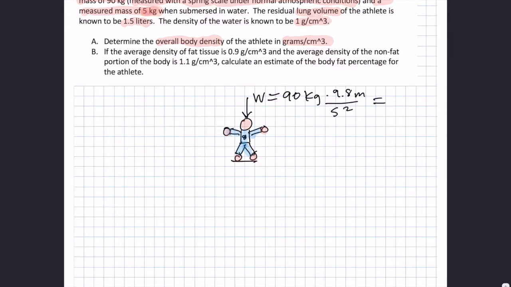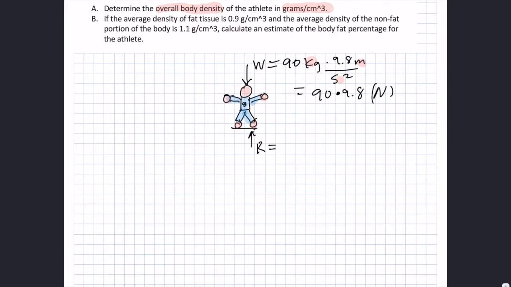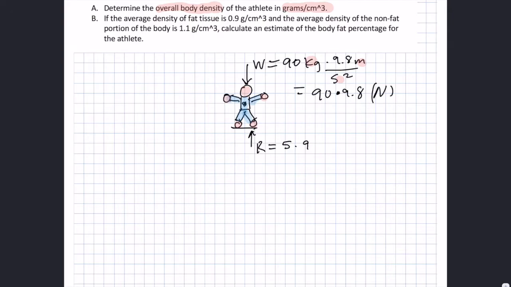We know that this unit, kilograms meters per second squared, is actually newtons. So this is the same thing as 90 times 9.8 newtons. We have that weight coming down, and then there's a reactive force at the scale. I'm going to call that R. That's measured to be 5 kilograms, so 5 times 9.8, and that would be in newtons.